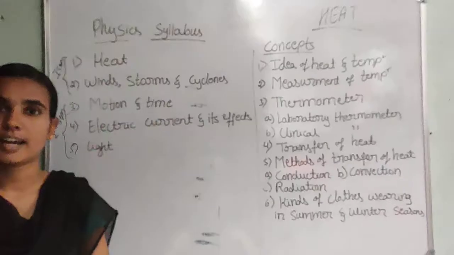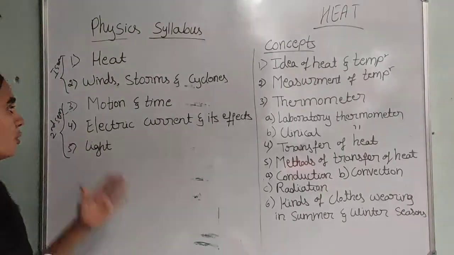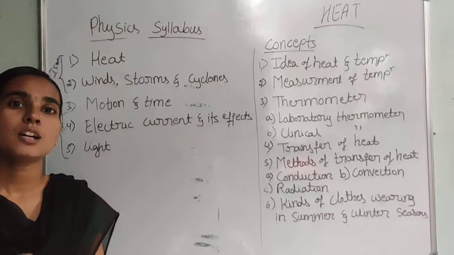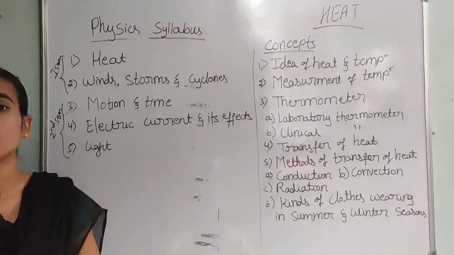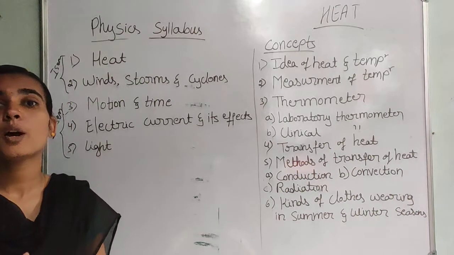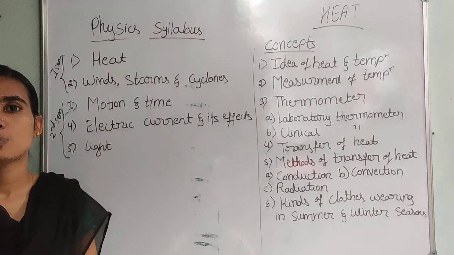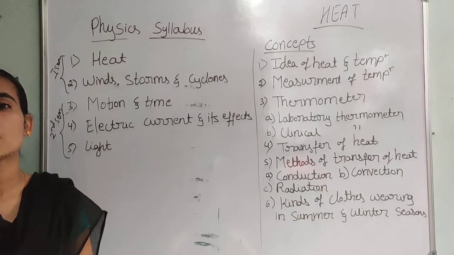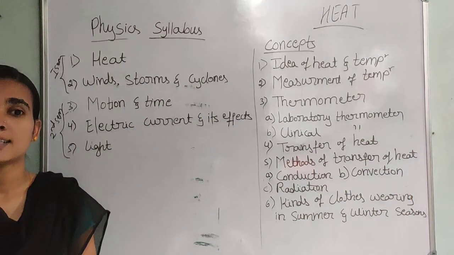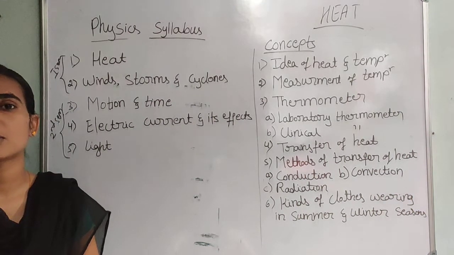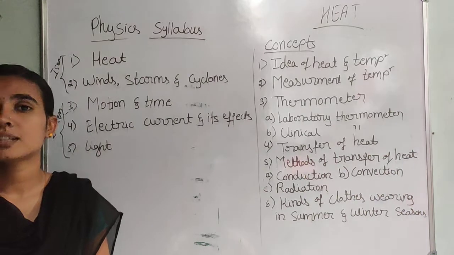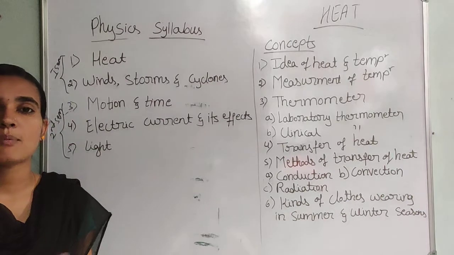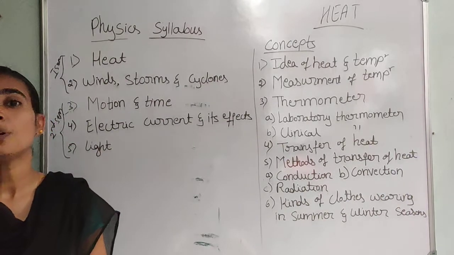Motion and time. Last year you already learned about motion and time. In this class we introduce a new quantity that we call speed, and we also solve problems based on speed. What is speed? What is the formula for speed? How do we solve problems based on speed? We have to discuss that. One more new thing is graphical representation: how we represent a graph with the help of motion, distance and time, and velocity and time.